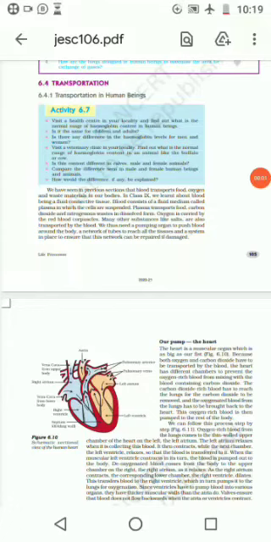Hello everyone, welcome. So we have looked into the life processes of class 10 CBSE. We have looked into nutrition, we have looked into respiration, and now we will be looking into transportation. So in this video we will be looking into only transportation in human beings. How does transportation take place? Transportation of what takes place? Transportation basically takes place of oxygen and food.